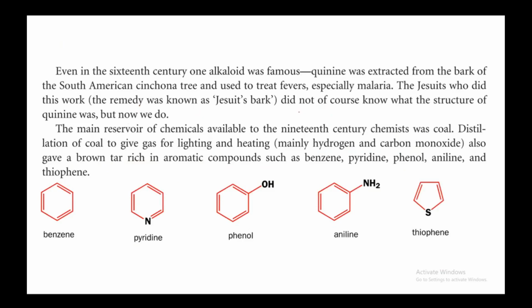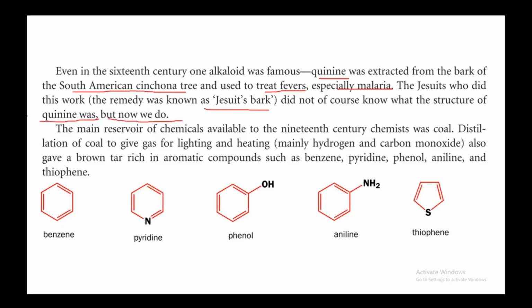Even in the 16th century, one alkaloid was famous. Quinine was extracted from the bark of the South American cinchona tree and used to treat fevers, especially malaria. The Jesuits who did this work, the remedy was known as Jesuit's bark. They did not, of course, know what the structure of quinine was, but now we do.